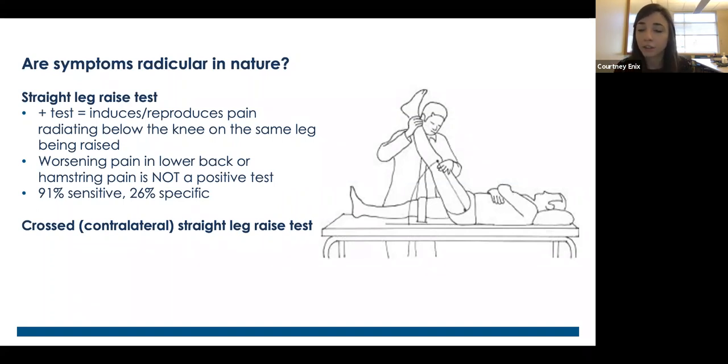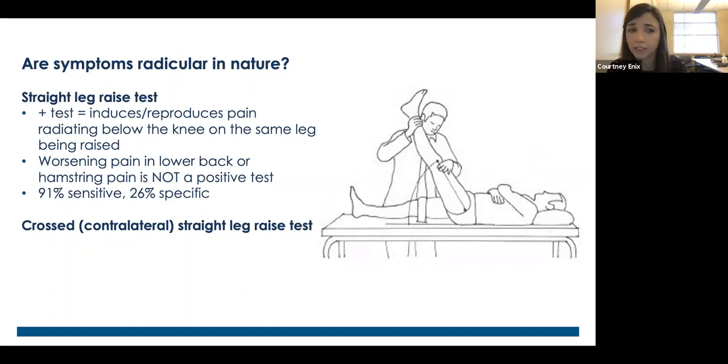A positive straight leg raise test is whenever a person experiences radicular symptoms. So again, that's that shooting pain that they feel down their leg on the same leg that is being raised. So if the patient in the figure says, yes, doc, in that leg that you are raising, I am feeling shooting pain, that is a positive test. If someone tells you, ooh, my hamstrings feel really tight, or my back pain is getting worse, that is not a positive test. The positive test is only if there's radicular symptoms.